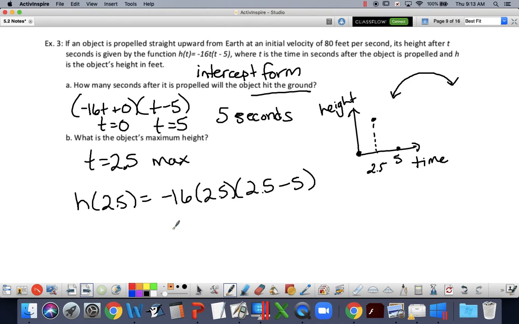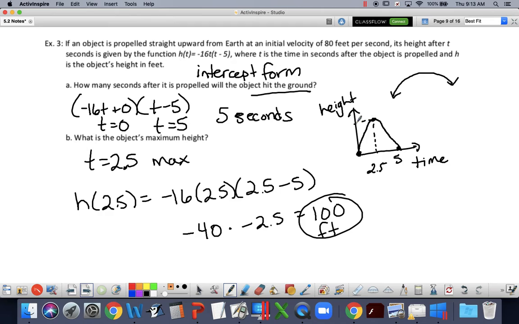Right, gonna have to do a little math here. Get out my calculator. So I end up with negative 40 times negative 2.5, right? I should hope I get out a positive number. It would not make sense to not get a positive number, so I get out 100. So therefore, the projectile, the object, whatever it is, right there, it's going to have a height of 100 feet.